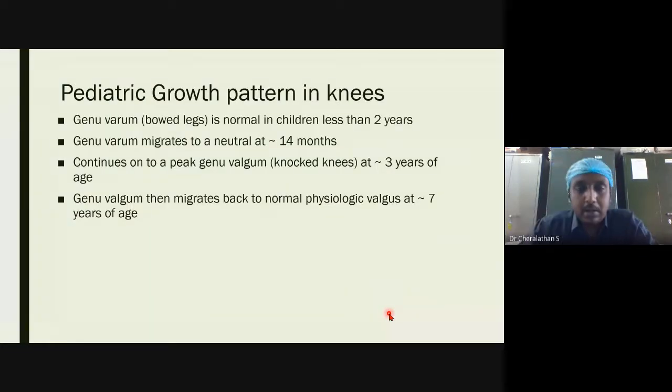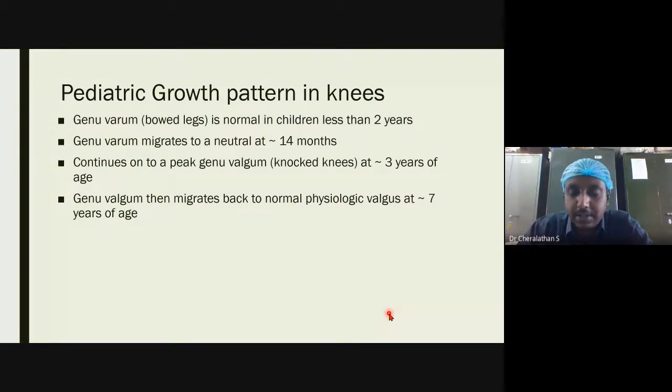Now, this was what the doctor at the beginning of the class was saying. To begin with, any normal child has bowed legs or genu varum, and this can persist up to the age of 2 years. After that, slowly the knee starts to migrate and it becomes neutral at about 14 to 24 months, right? 12 months is 1 year, so anywhere from 14 months to 24 months. That is the completion of 2 years. Slowly the varus deformity may get corrected to neutral.